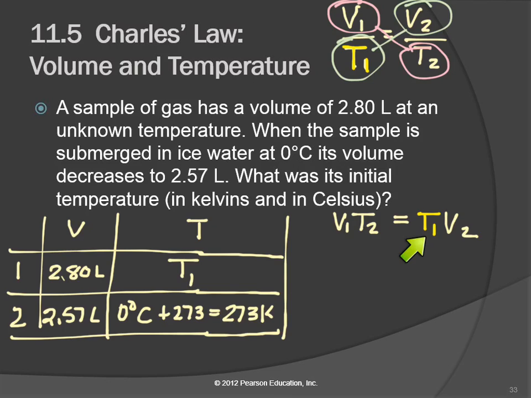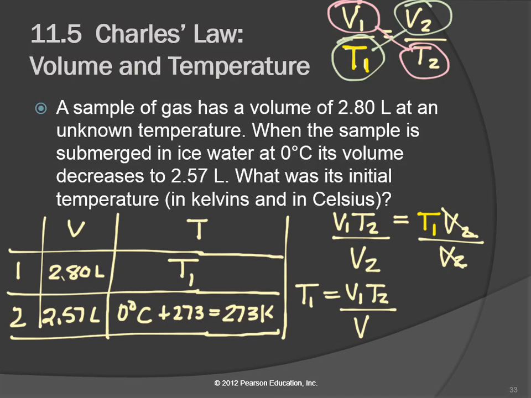I'm trying to isolate T1. I need to get rid of V2. So I'm going to divide by V2, so those cancel out. If I do it to one side, I have to do it to the other side. It's like dealing with two children. If you give one a cookie, you have to give the other a cookie. If you give one a sports car for his 16th birthday, you have to give the other one, or you'll never hear the end of it, right? Same thing to both sides. So now I've got T1 equals V1 T2 over V2.